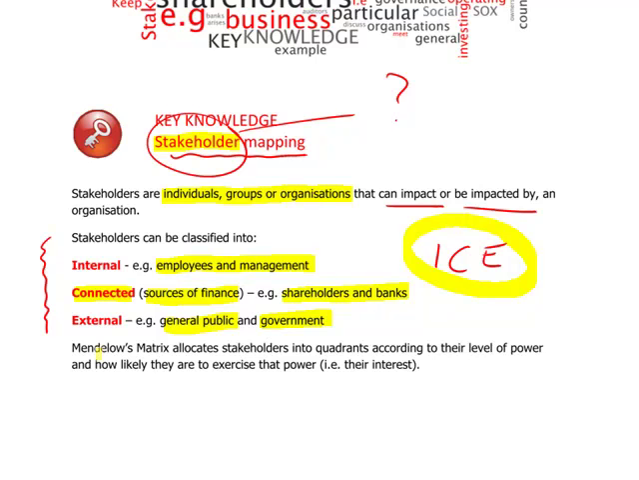What we're going to have a look at now is something called Mendelow's matrix. Mendelow's matrix refers to stakeholder mapping, and it allocates or maps stakeholders into quadrants according to the level of power and their interest. The level of power, how powerful are they in respect of the organization in which they're a stakeholder, and how interested are they, so how likely are they to exercise that power.